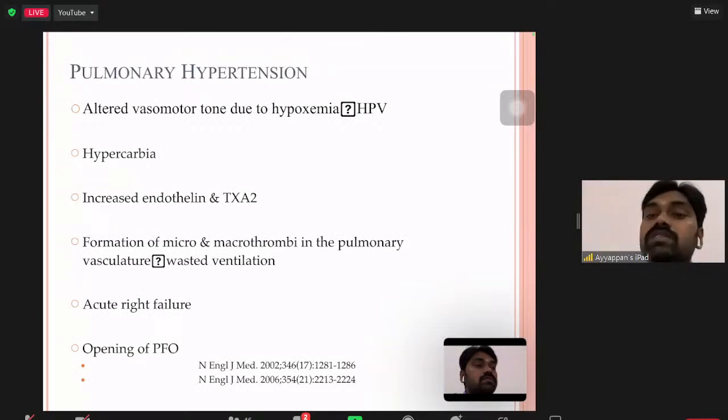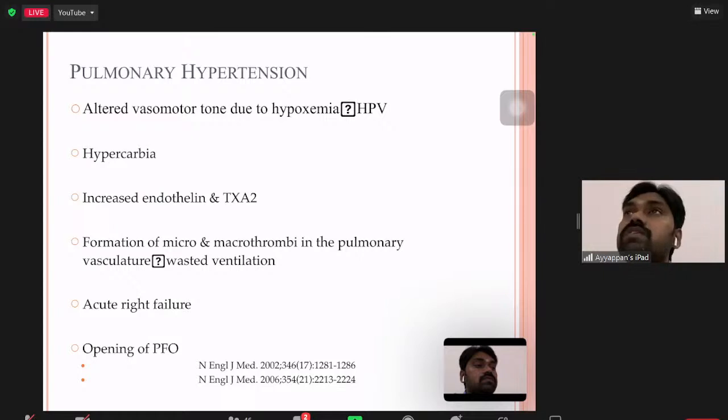Okay. The other obvious thing is the pulmonary hypertension. Why is there pulmonary hypertension? The pulmonary hypertension happens secondary to altered vasomotor tone. Why does that happen? Whenever there is hypoxemia, the physiological phenomenon of hypoxic pulmonary vasoconstriction steps in, causes constriction of the non-ventilated capillaries, resulting in increased pulmonary pressures. There might be associated hypercarbia because of increased dead space, which can again result in increase in the pulmonary pressures. And because of the injury, there is a resultant increase in endothelin and thromboxane A2, which can also contribute. And as we said earlier, because of the coagulation cascade activation, it can cause microthrombi in the pulmonary vasculature, resulting in again increased physiological dead space.